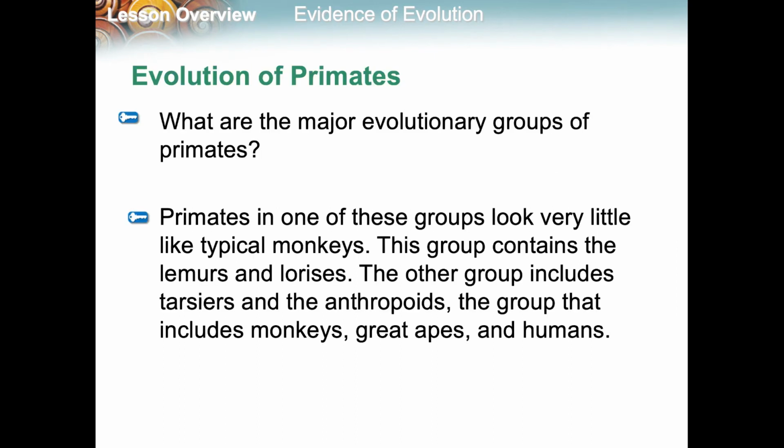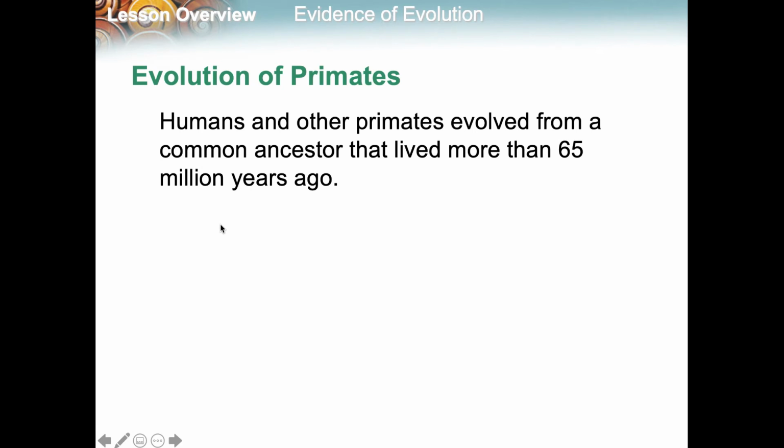So there are major evolutionary groups of primates. Primates in one of these groups look very little like typical monkeys. That group is lemurs and lorises. The other group includes tarsiers and anthropoids, and then the group that includes monkeys, great apes, and humans. Now the group that contains lemurs and lorises, you guys know that a lot from Madagascar, the movie. That's what they look like.